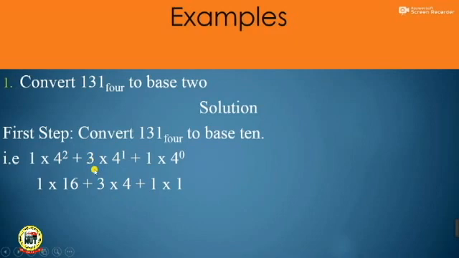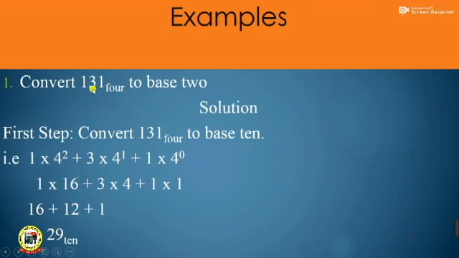So we have 3 times 4. Look at the 3 here. It was this same 3 we wrote down here. Then the next number here is 1. Remember from indices that any number raised to the power of 0 is 1. One of the laws of indices, which we looked at the other time in the classroom, tells us that any number raised to the power of 0 is equal to 1. So 4 raised to the power of 0 here is equal to 1. So we simplify further. 1 times 16 gives us 16. Then 3 times 4 gives us 12. 1 times 1 gives us 1. So 16 plus 12 is 28. 28 plus 1 gives us 29.